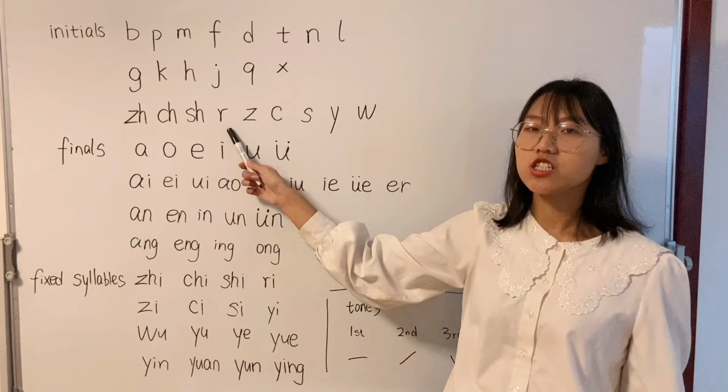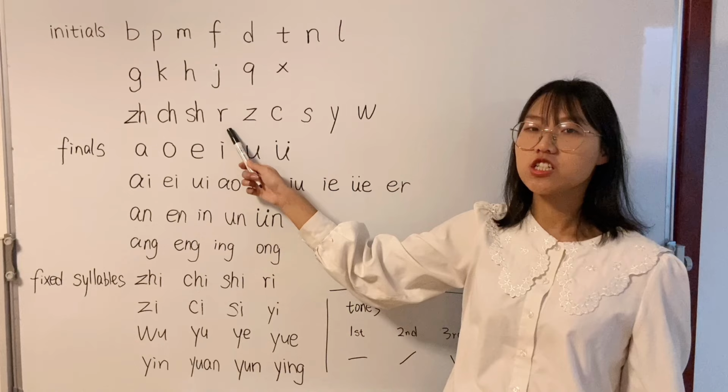Today we're going to learn from the beginning, the Chinese alphabet. We call it Pinyin. Look at this board. It contains everything about the Chinese alphabet. Here we have initials, finals, fixed syllables, and tones.